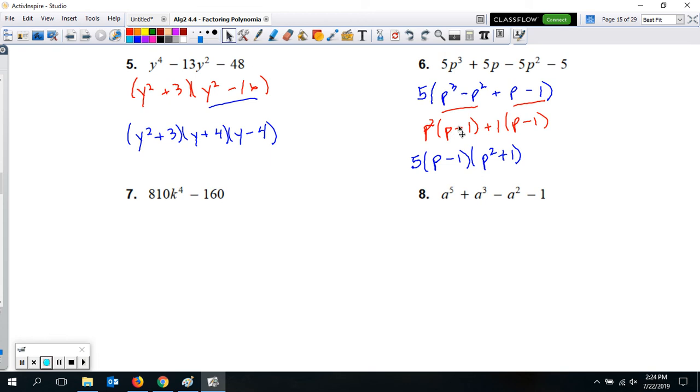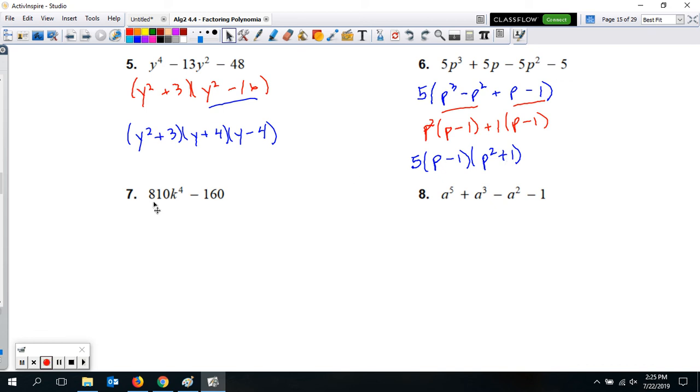And then matching binomial p minus 1, what we factored out creates that second binomial p squared plus 1. It doesn't matter the order you put the binomials in. I just usually put the matching one first, and then this one I created here second. And this p squared plus 1, they're both perfect squares, but it is a sum of squares. You cannot factor that. You can only factor it if it's a difference of squares. So we are done once we got that.